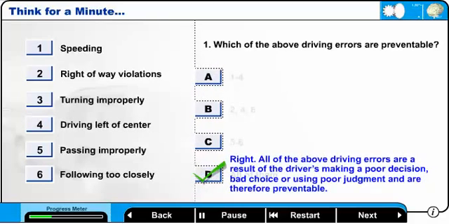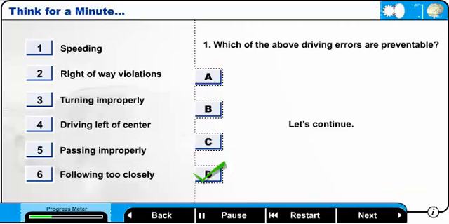Right. All of the above driving errors are a result of the drivers making a poor decision, bad choice, or using poor judgment, and are therefore preventable. Now let's look at exactly what you can do to prevent these errors when you drive.